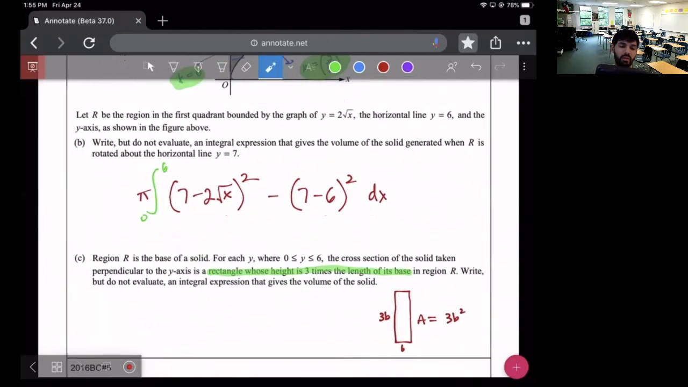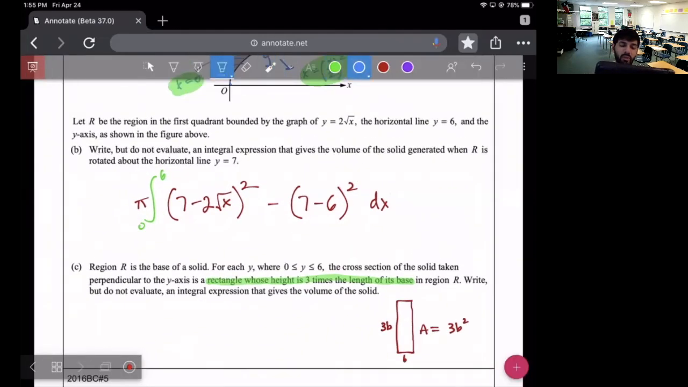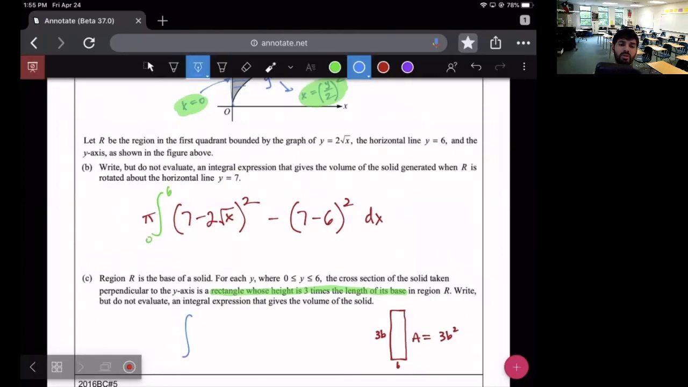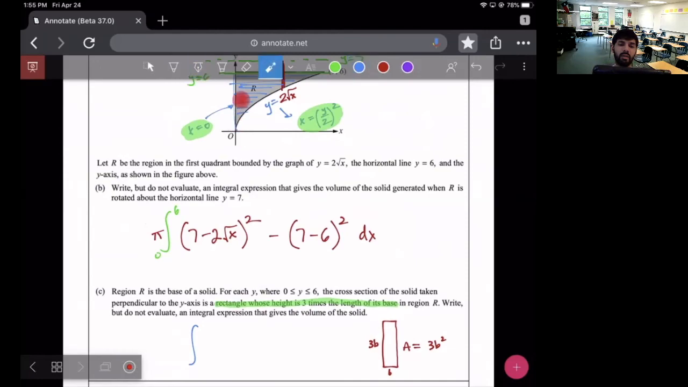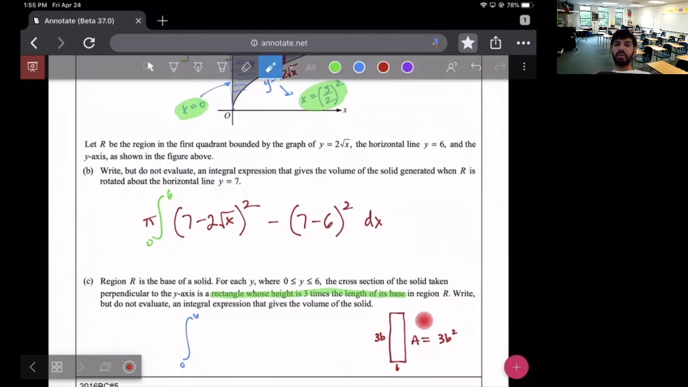So I just need to find an integral expression. I don't need to evaluate here. Just need to write the integral expression. So I'm going to integrate. Since I'm in terms of y, my bounds have to be in terms of y, from 0 to 6. And I need to write in this template right here, 3b squared. 3 times something squared, and I'm in terms of y, so dy at the end.